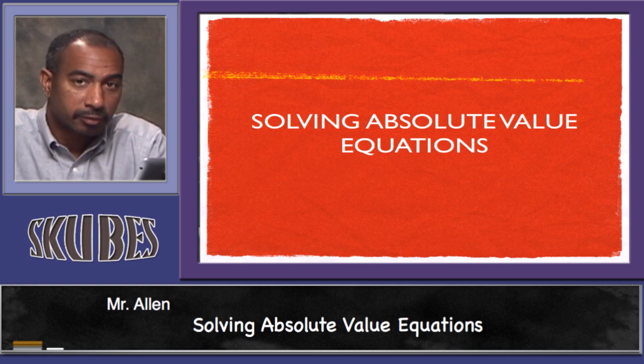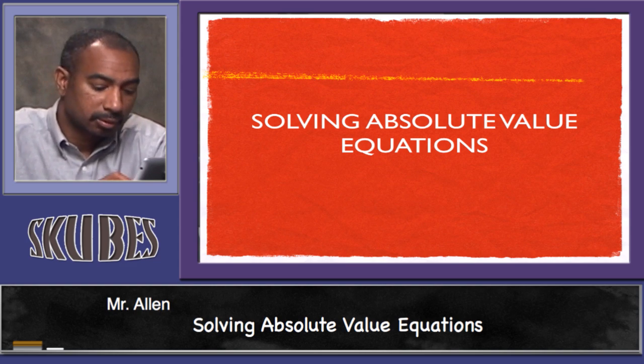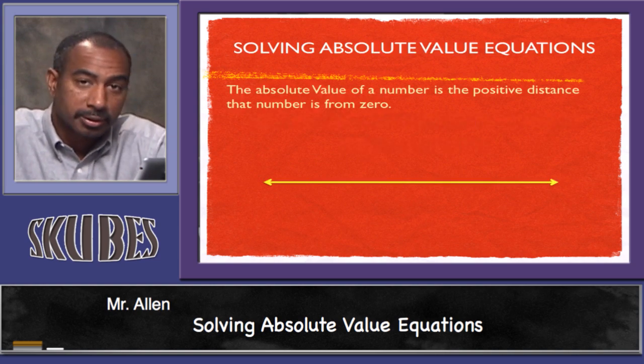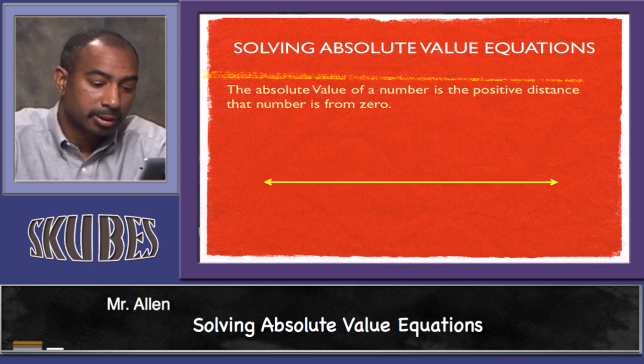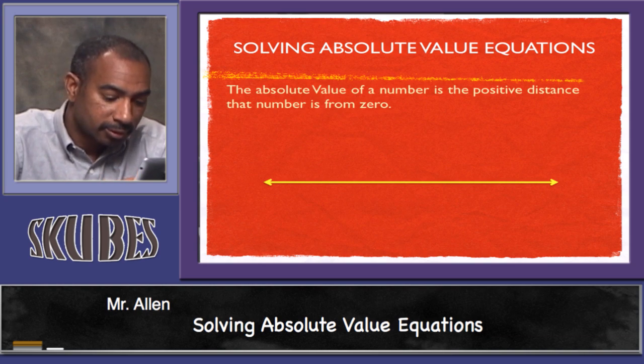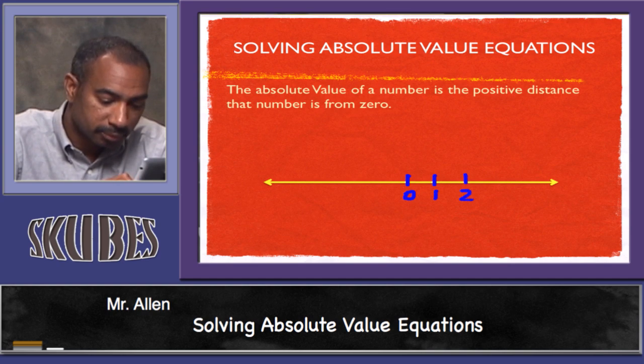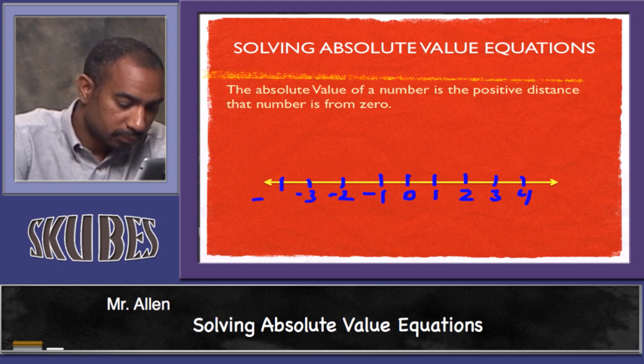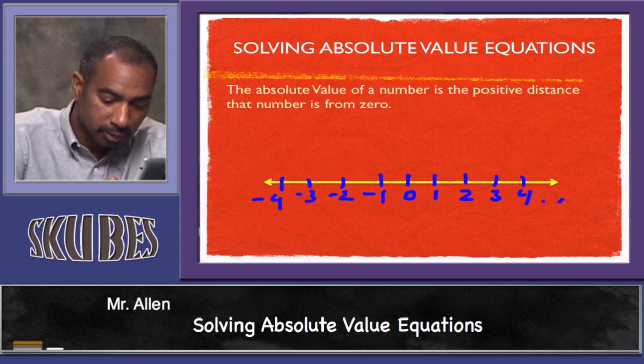Alright, today's lesson is solving absolute value equations. The absolute value of a number is the positive distance that number is from 0. So let's say this is 0, and I'm just using the natural numbers. Over here I have the negatives, and it keeps going.